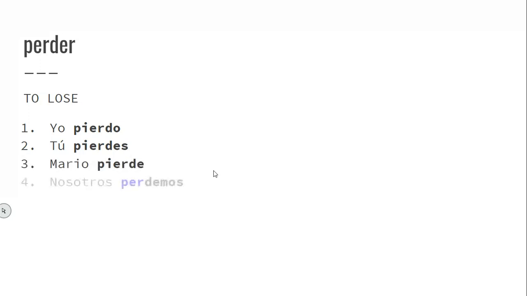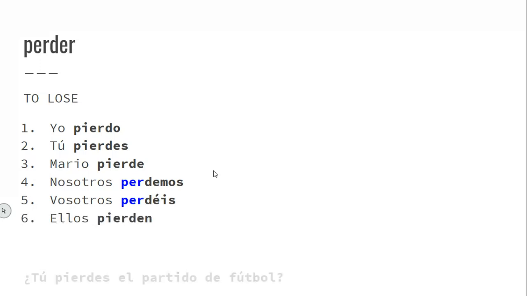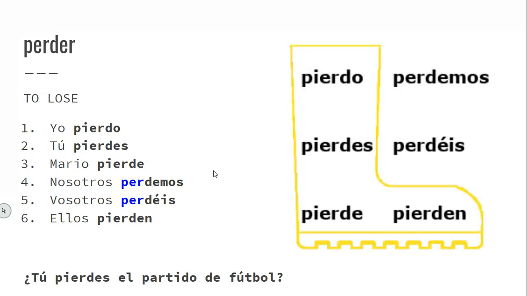Mario pierde. Nosotros perdemos. Vosotros perdés. Ellos pierden. And here's an example. Tú pierdes el partido de fútbol. Okay. And there's our boot, right? Everything inside the boot, that E in our infinitive is changing to IE.